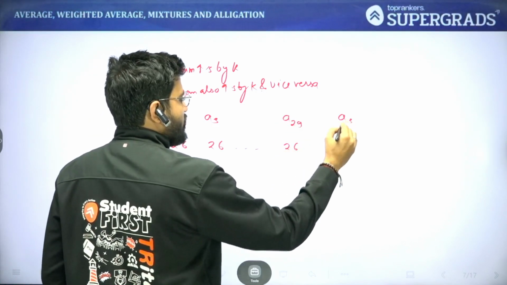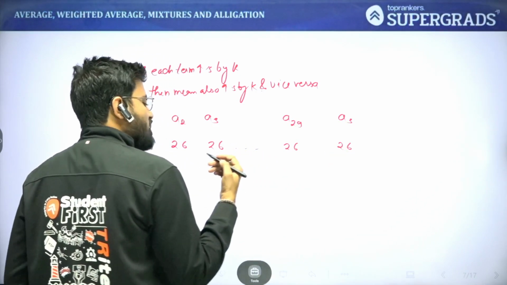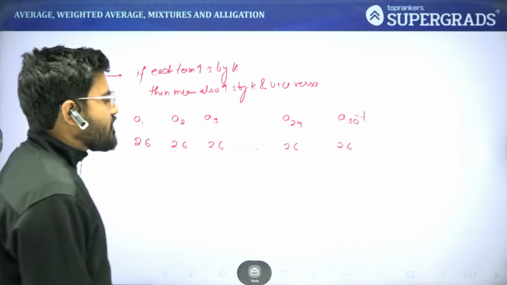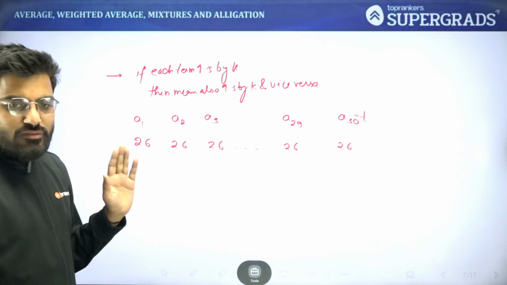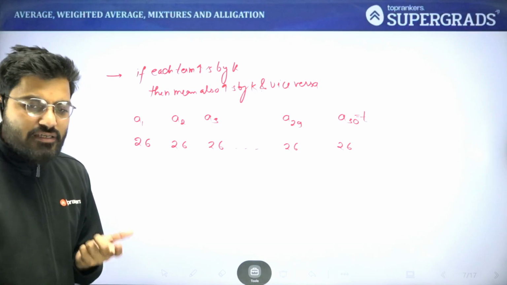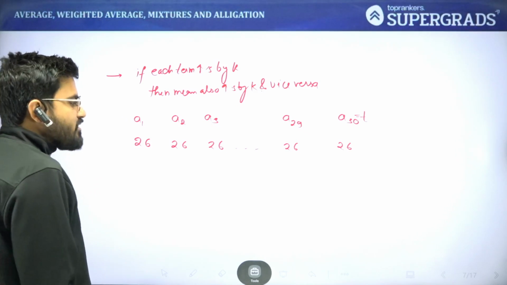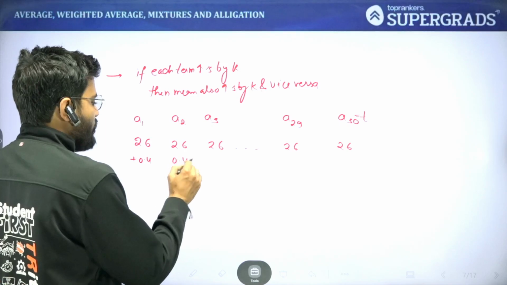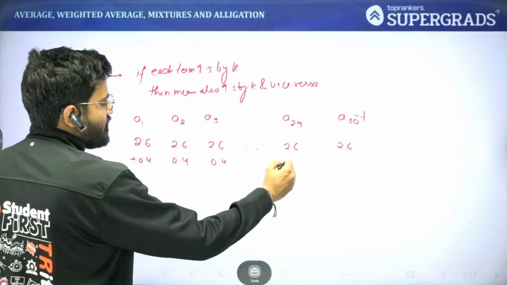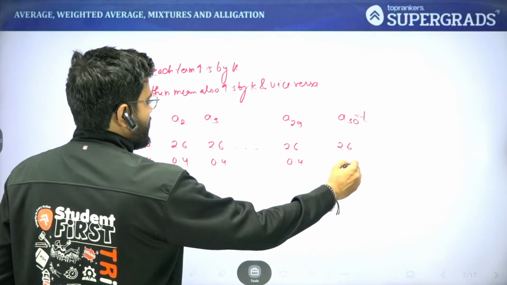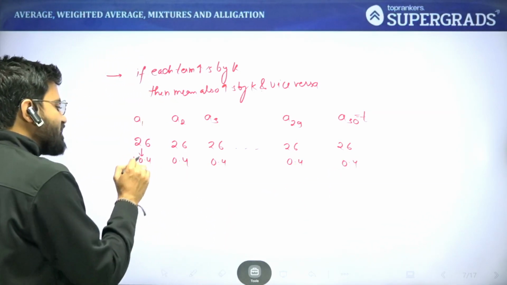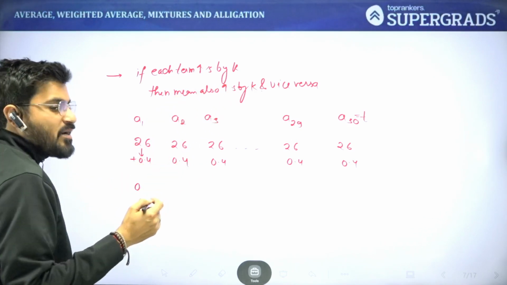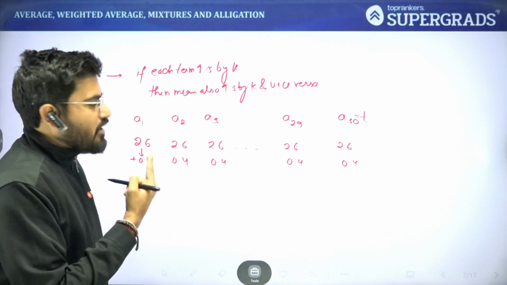If A30 also gets 26, then the average will not change, right? A30 is who? The teacher. If the teacher is also 26 years of age, the average will not change, because everyone's share will remain 26. But what happens? It changes by 0.4, meaning this person gets 0.4, this person gets 0.4, and similarly everyone gets 0.4. If the average is increasing by 0.4, it means every term increases by 0.4. This is the converse of the concept.